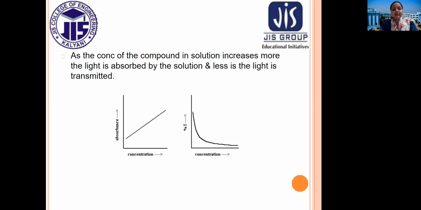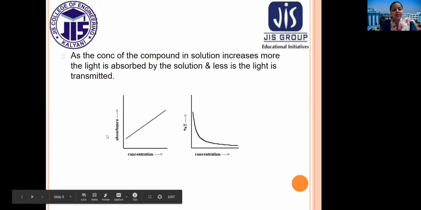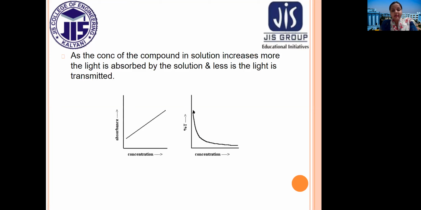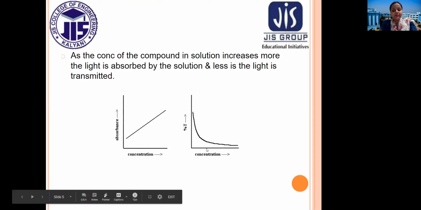As the concentration of the compound in solution increases, more light is absorbed by the solution and less light is transmitted. So we can say whenever light passes through a concentrated solution, it will absorb more light. Right, in this graph you can see that with the increase of concentration, absorption will increase, and with the increase of concentration, percentage transmittance will decrease. So these are the two relations of absorption and transmission with concentration.